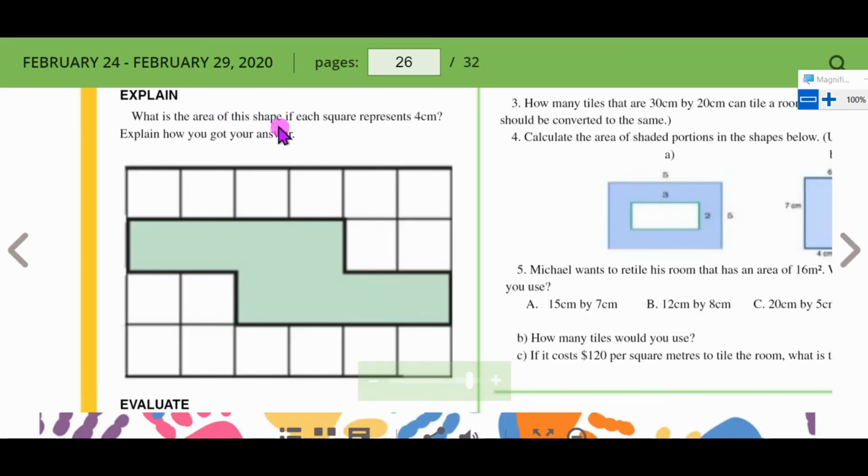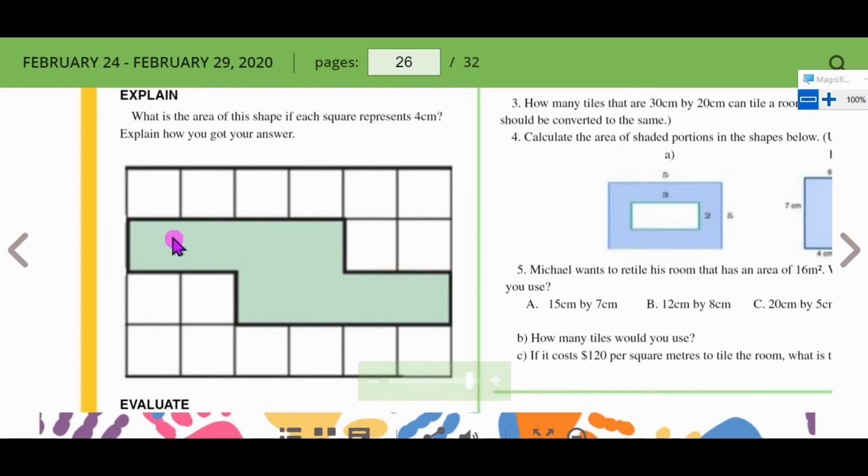Explain what is the area of this shape if each square represents 4 centimeters. Explain how you got your answer. So how many of them make this up? Let's draw a line here and connect this. So I'd have 1, 2, 3, 4 on the top side, and then at the bottom I'd have 1, 2, 3, 4. So I have 8 of them in all. So I'd need to multiply 8 times 4. Oh, 8 fours is 32.